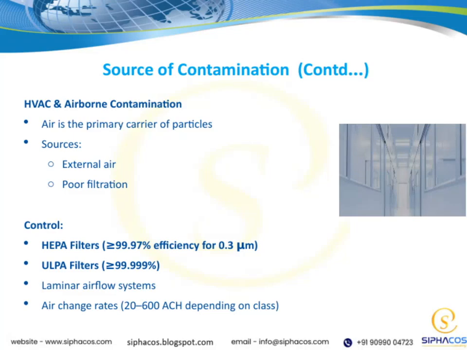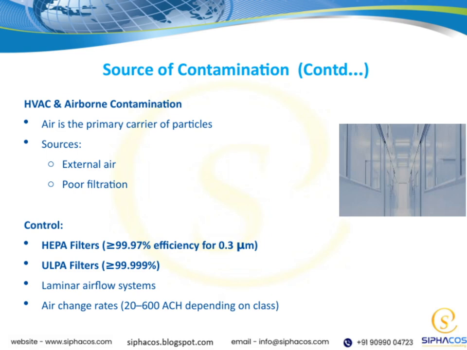Now, let's continue our discussion on sources of contamination, focusing on HVAC and airborne contamination. As you know, air is the primary carrier of particles that can carry contaminants, making it a critical factor in maintaining a sterile environment. The main sources of airborne particles include external air, which can introduce contaminants from outside the controlled space, and poor filtration systems that fail to adequately remove particles from the air.